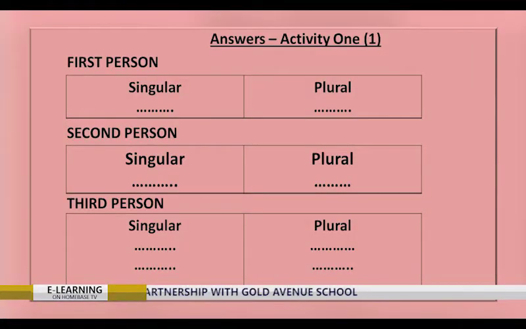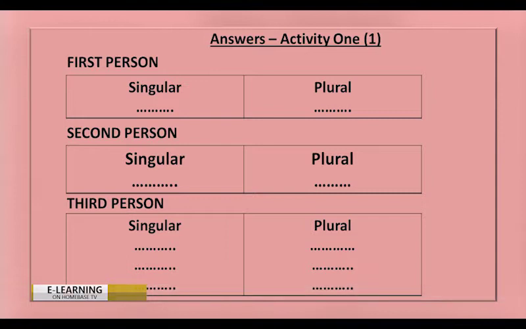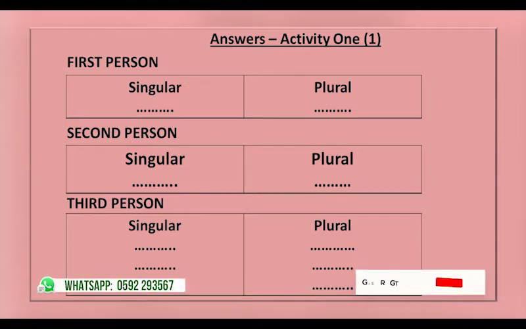Let's continue. Activity 1, learners. We are to indicate the first, second, and third person pronouns in a tabular form. Let's go for a commercial break. When we come back, we'll come and have the right responses to our task given.